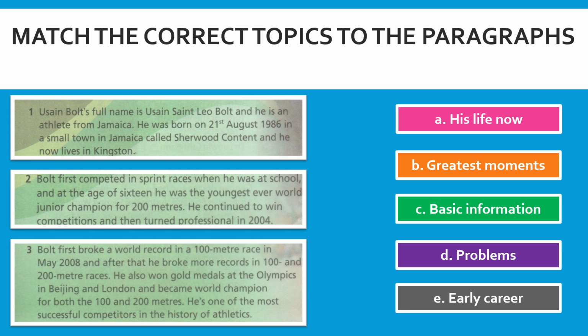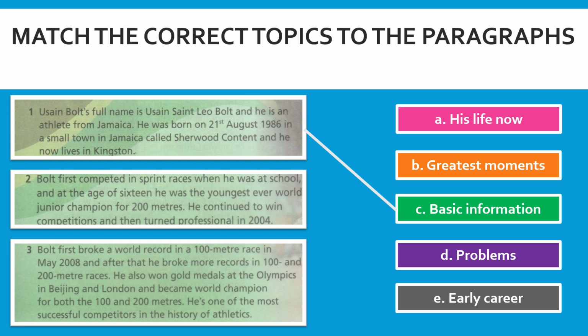Usain Bolt's full name is Usain Saint Leo Bolt and he is an athlete from Jamaica. He was born on 21st of August 1986 in a small town in Jamaica called Sherwood-Contan and he now lives in Kingston. As you can see here, in the first paragraph, what is being told is about Usain's personal information, his full name, his date of birth, and also his place of birth. Therefore, the answer is basic information. Basic information here means maklumat asas.